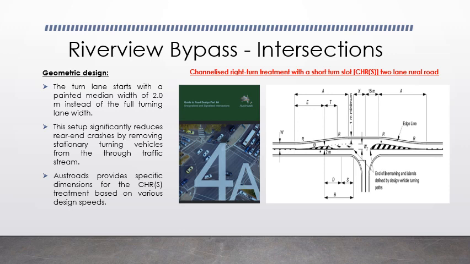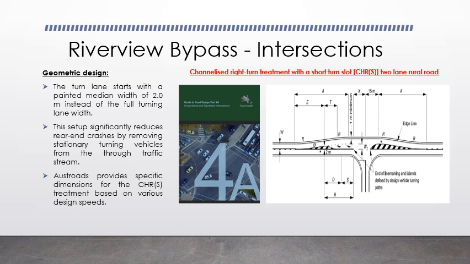Geometric design of turn lanes. At both the northern and southern intersections, the turn lanes are designed with a safety-first approach. Instead of starting with the full turning lane, the turn lane begins with a painted median width of 2 meters. This design choice is crucial as it significantly reduces the risk of rear-end crashes.